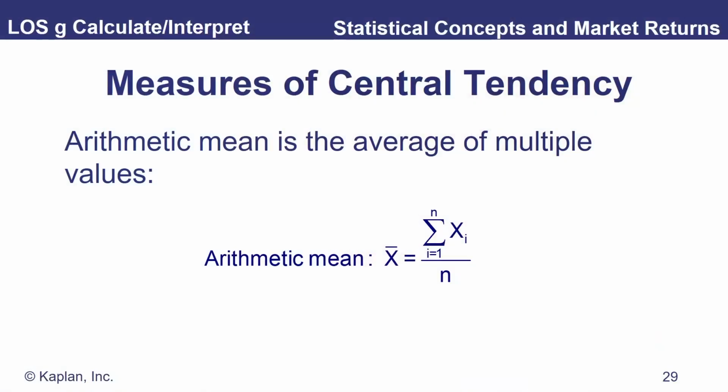So our LOS here says calculate and interpret measures of central tendency. Well, I think before we do that, we really need to discuss what is central tendency. If you like, you can think of central tendency as the centre, hence central, centre of a data set. In other words, you can think of it as the average point in a data set. Another way of viewing it is to think about it as being an expected value.